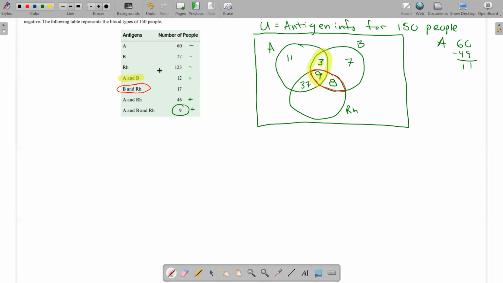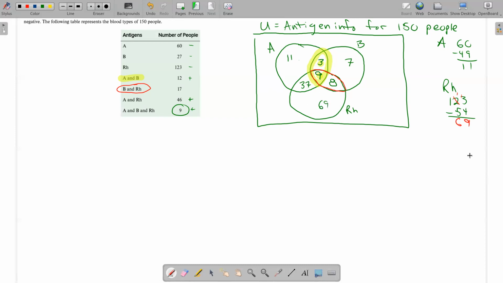And let's see, RH had 123. We've accounted for 37, 9, and 8. So let's see, 37 and 9 is 46, plus 8 is 54. So I need to figure out for the RH, what is 123 minus 54? Without a calculator, let's borrow. 9, 5 from 11 is 6. Looks like 69 belong here.